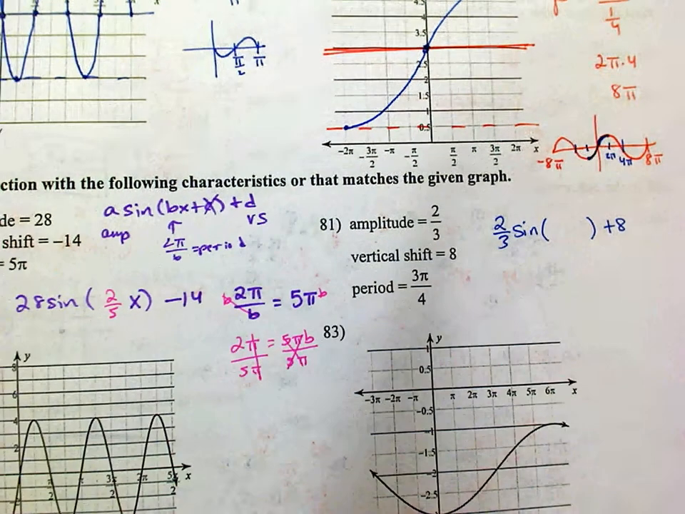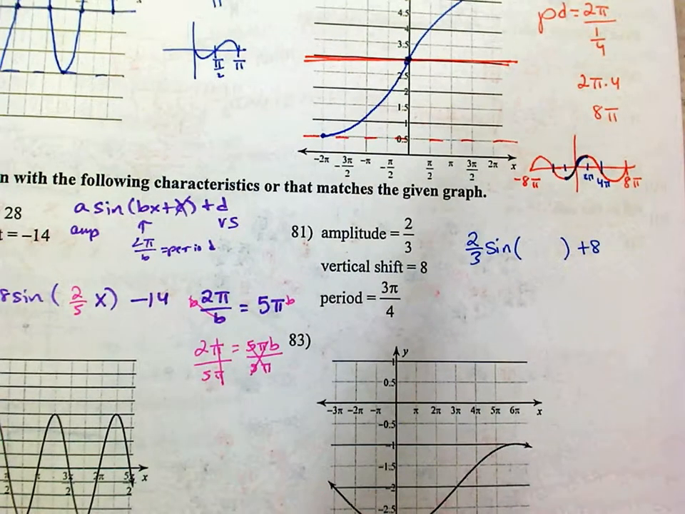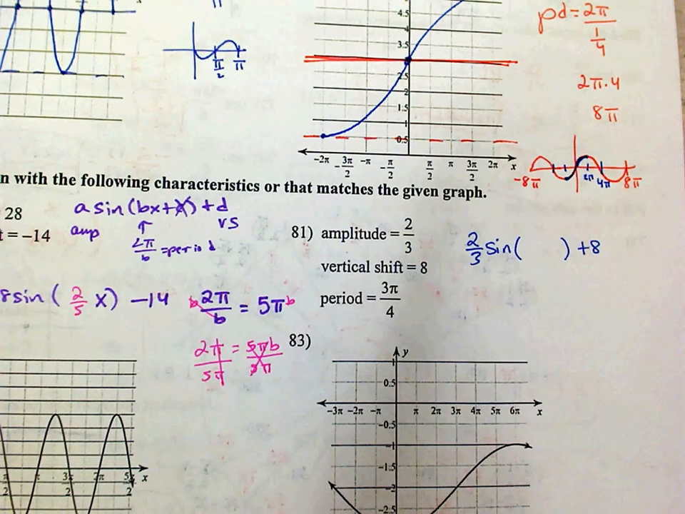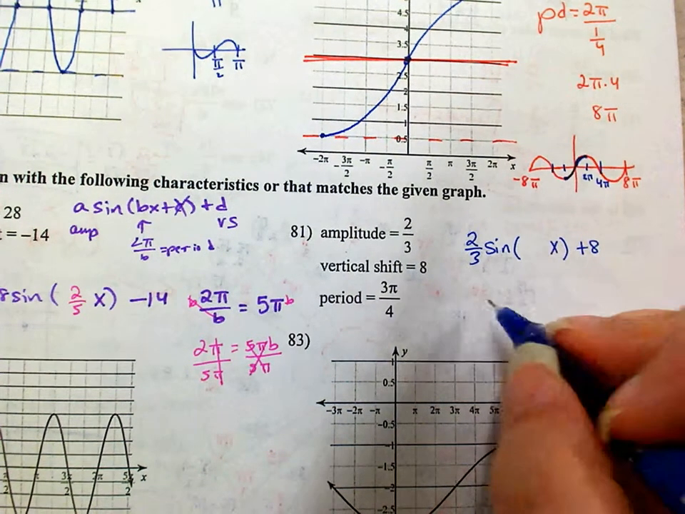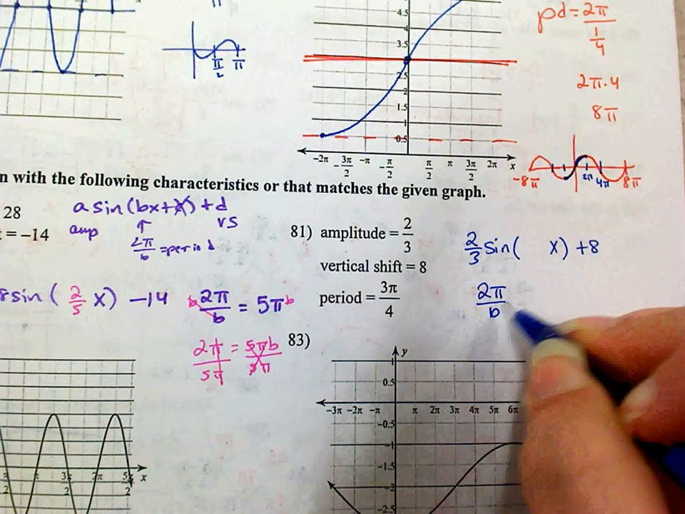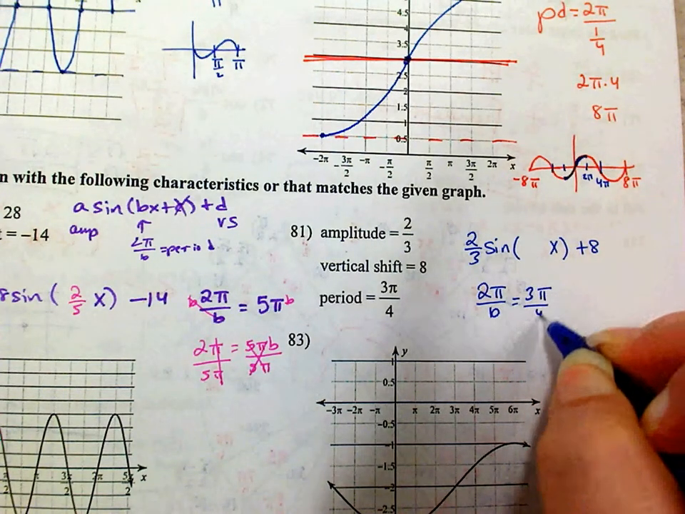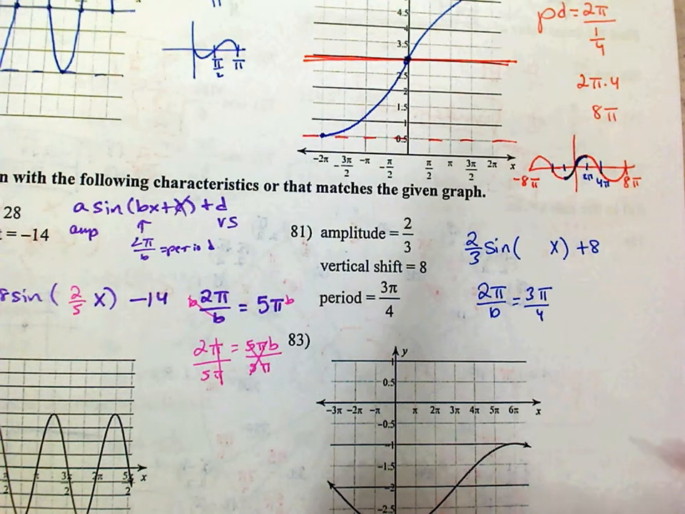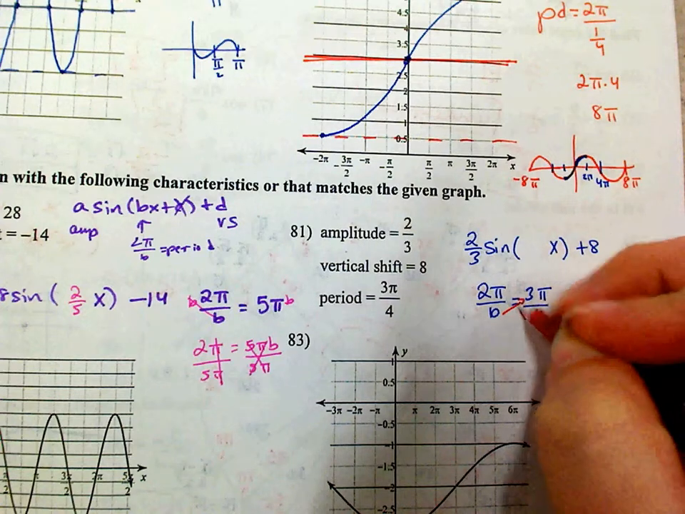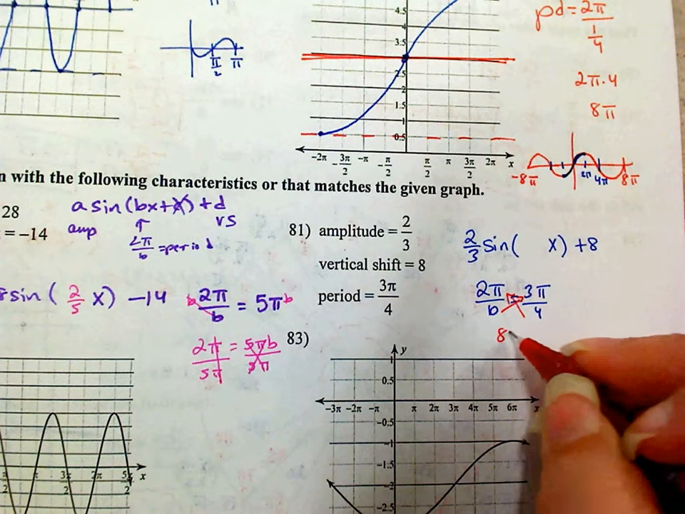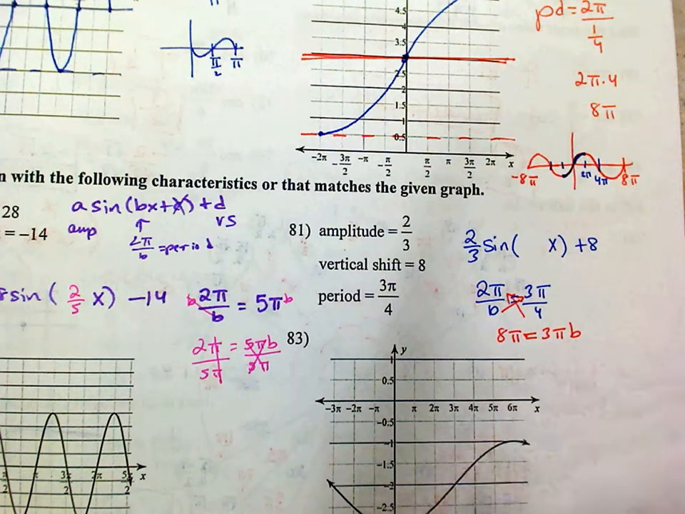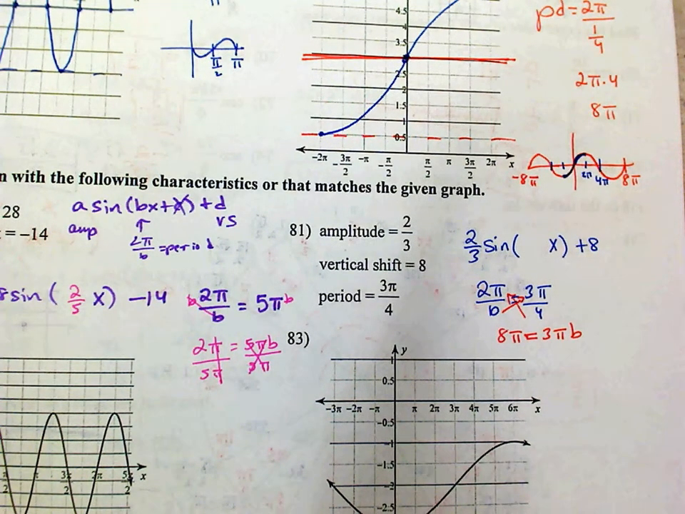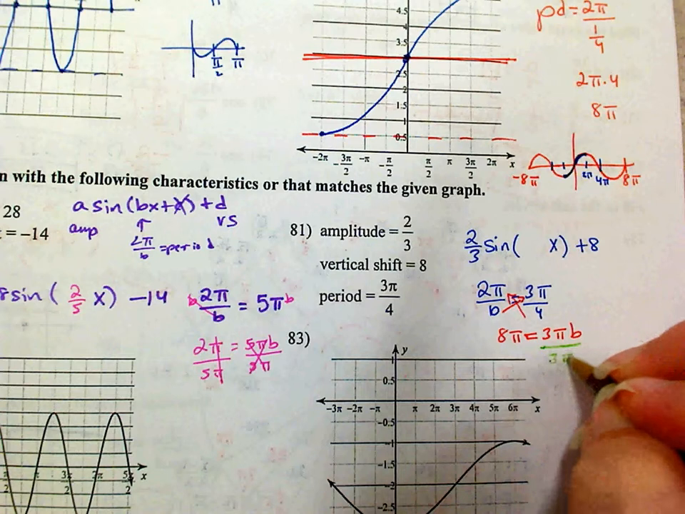And so, okay. Period 2 pi over b equals 3 pi over 4. When you've got two fractions equal to each other, it's kind of easy just to go ahead and cross multiply. 4 times 2 pi is 8 pi. b times 3 pi is 3 pi b. And then you want to solve for b, so divide by 3 pi. Those cancel out and pi's cancel out. b is 8/3, so I just put an 8/3 in there. Okay? Alright, last two.